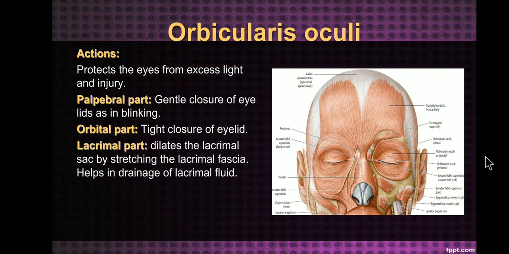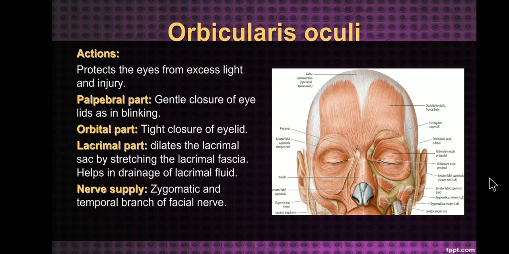Then coming to the lacrimal part, it dilates the lacrimal sac, as I told you, by stretching the lacrimal fascia and helps in drainage of the lacrimal fluid. Thereby, through the drainage of the lacrimal fluid, this muscle always keeps your eye moist. Your cornea is kept moist by the lacrimal fluid as a thin film. From where it is secreted superolaterally, it has to come to the medial part, or the medial angle of the eyelid.